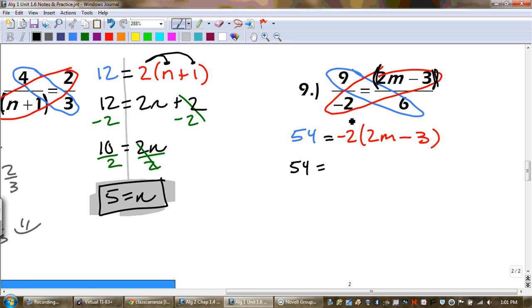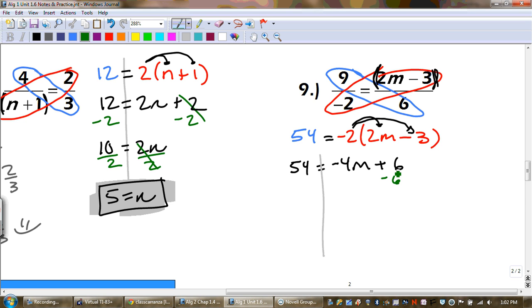And now we have to distribute. So negative 2 times 2 gives us negative 4m. And guys, this is what you have to be very careful. Negative 2 times negative 3 is positive 6. Okay? And now we just follow the rules of SADMAP.